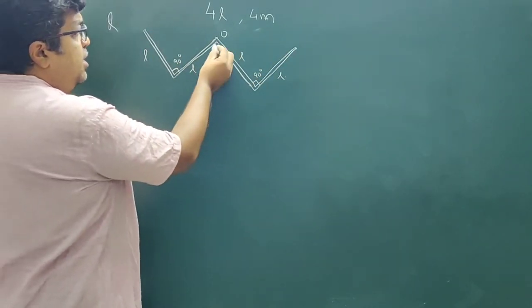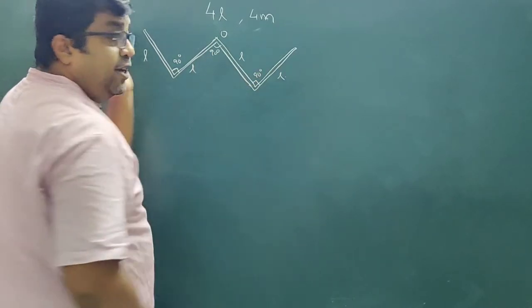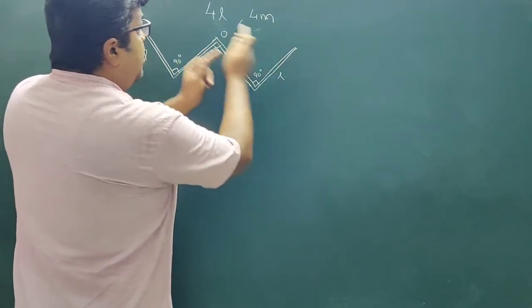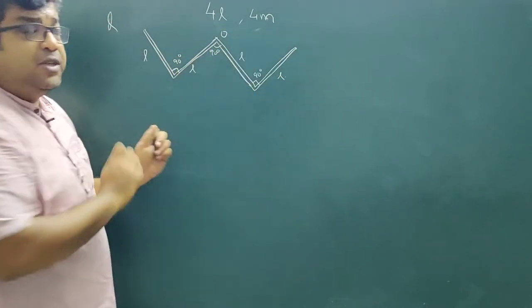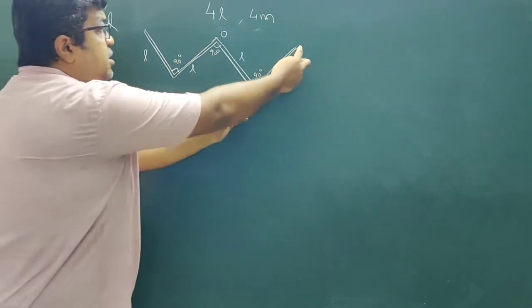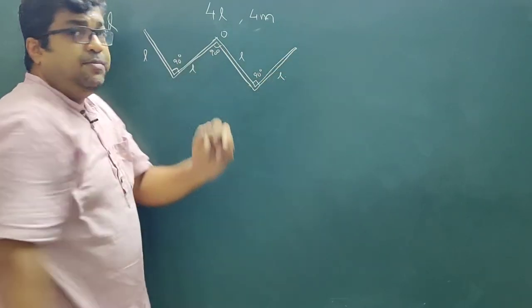Then again this angle is 90 degrees. This angle is also 90 degrees. Now this length is L, this is L, this is L, this is L. So this 4L length is bent like this. Total mass is 4M, so that means the mass of each part, this part is M, this part is M, this part is M, this part is M.